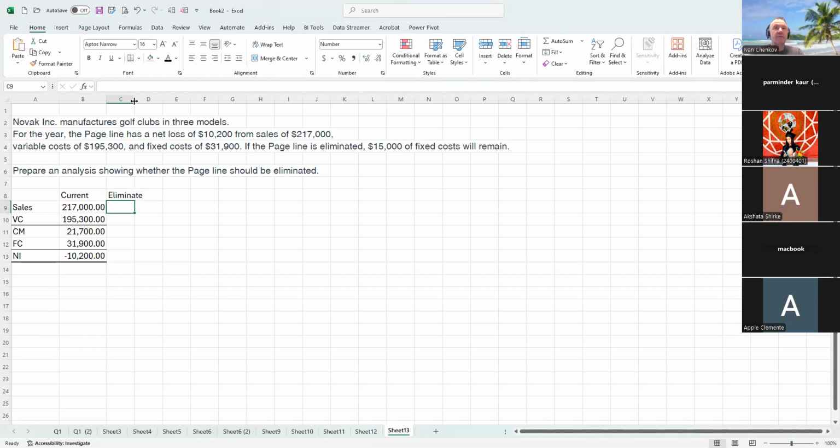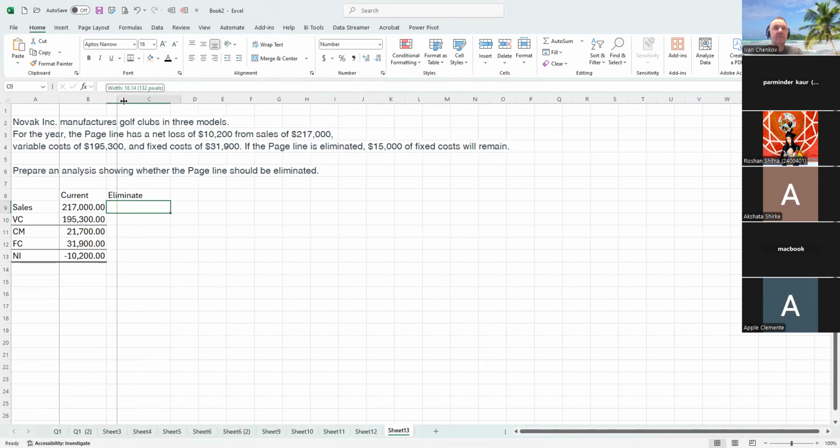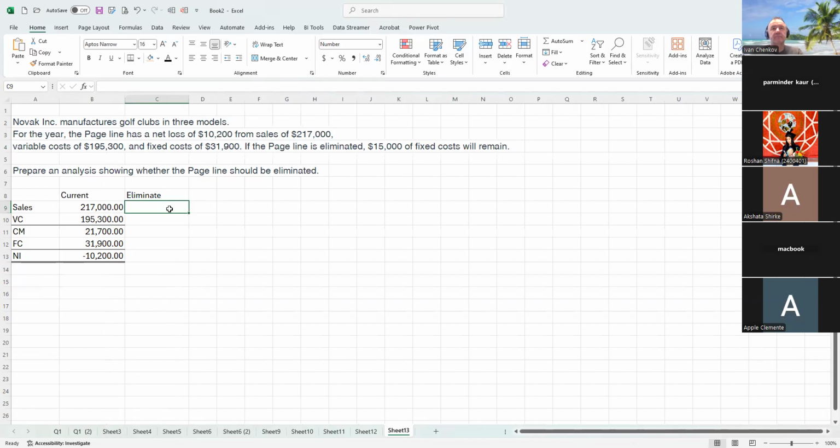If I eliminate it, how much will my sales be? 0. Variable cost, 0. Contribution margin, 0. How much can I save? 15,000 of fixed cost. I can only eliminate 15,000, right? Yes. So 15,000 is positive for me.